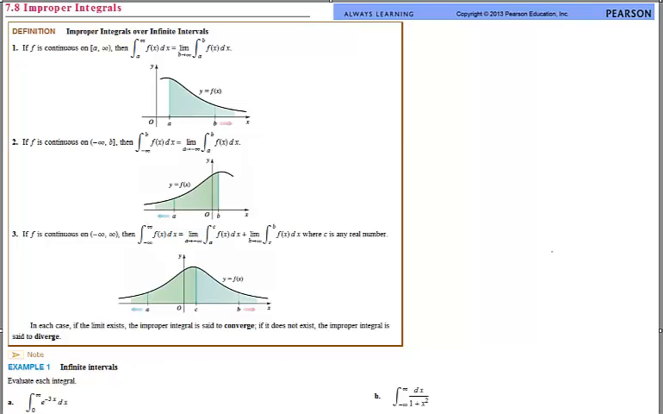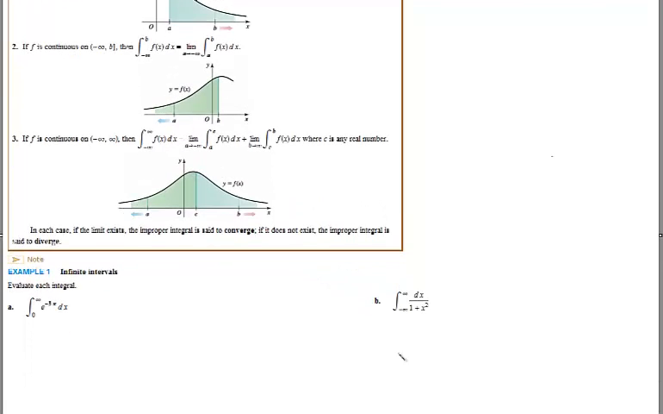So let's look at example 1, where we are computing our integral from 0 to infinity. So I'm going to say that this is the limit as b goes to infinity of the integral from 0 to b of e to the minus 3x dx. I compute this just like I normally would, and at the very end I'll take my limit and see if it exists and get that answer.